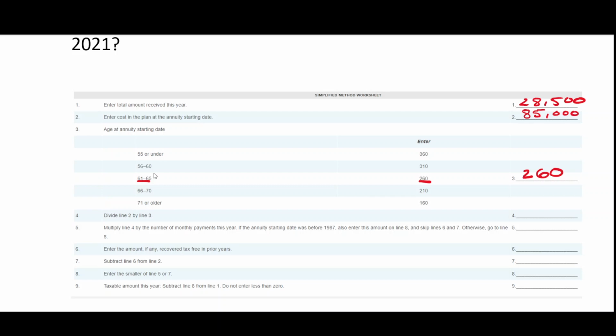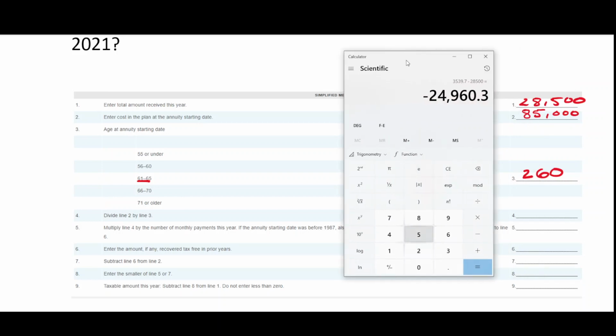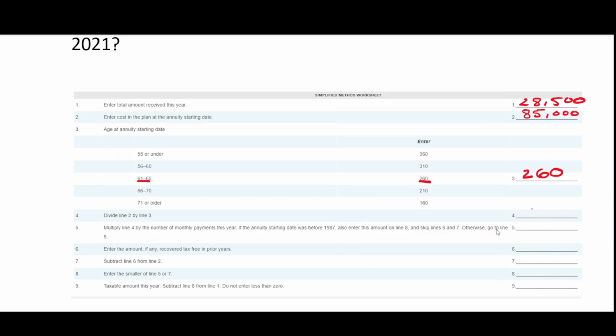Divide line 2 by line 3. Line 3 is the 260. So we take a calculator here, take the 85,000, and divide that by 260, and you end up with $326.92. So $326.92.